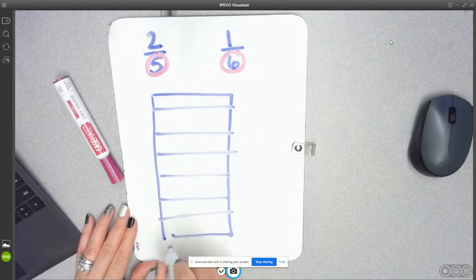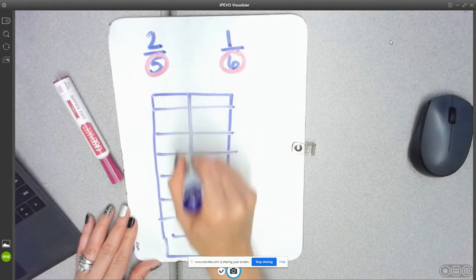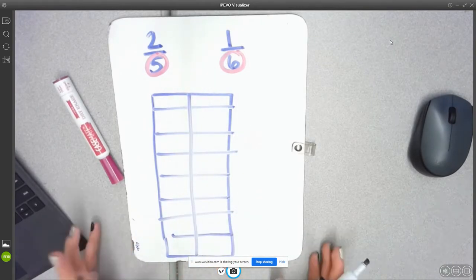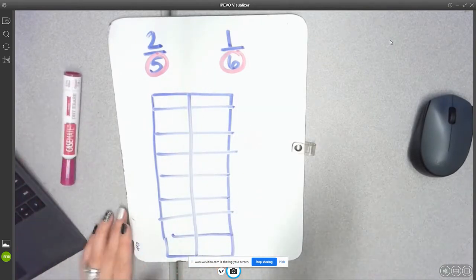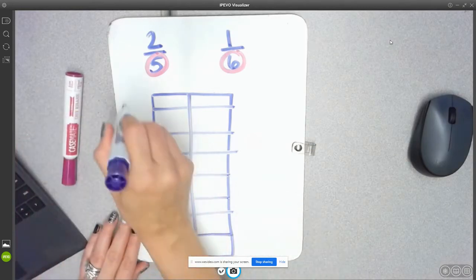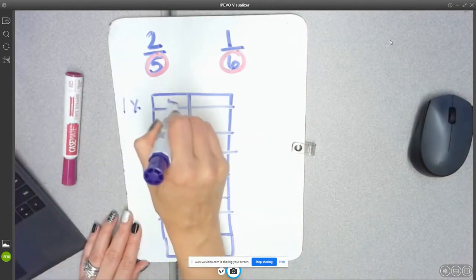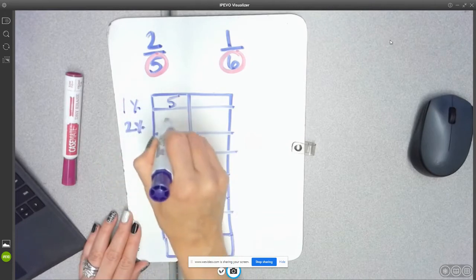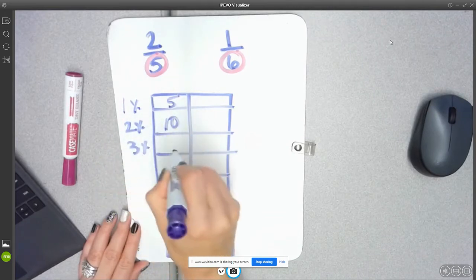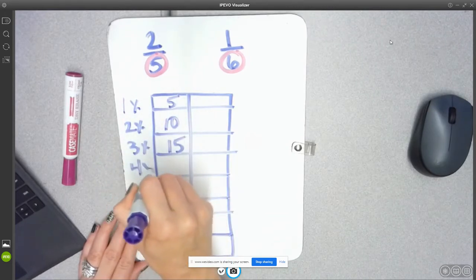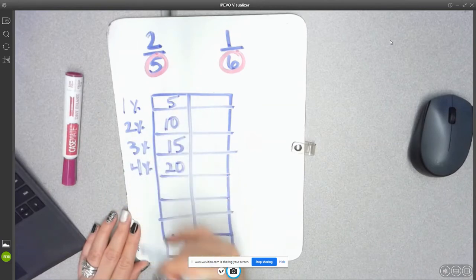And you can go as far as you'd like until you see your least common denominator. So we're going to start with our fives. We'll skip count by five. So essentially we're saying 1 times 5 is 5, 2 times 5 is 10, 3 times 5 is 15, 4 times 5 is 20, and we could keep going.